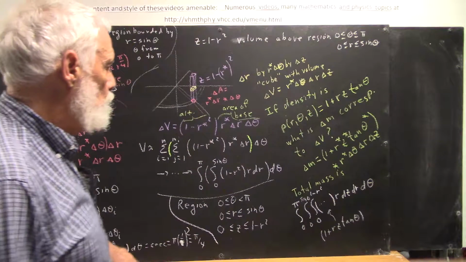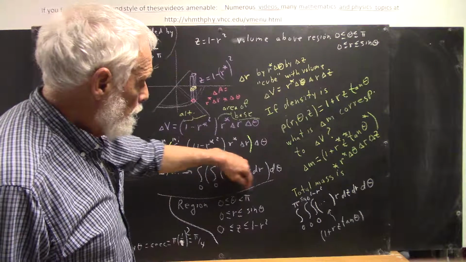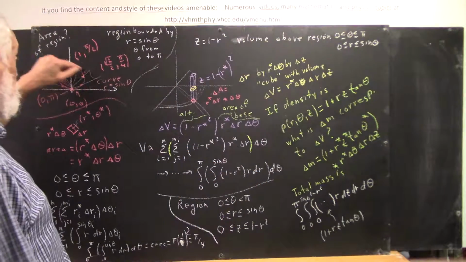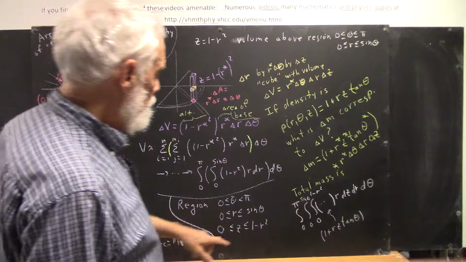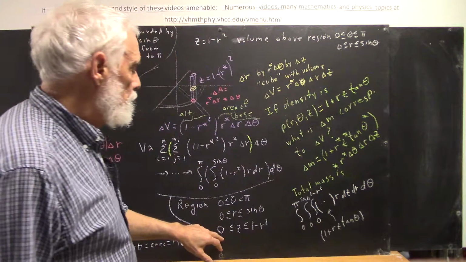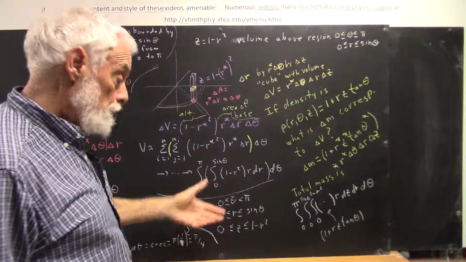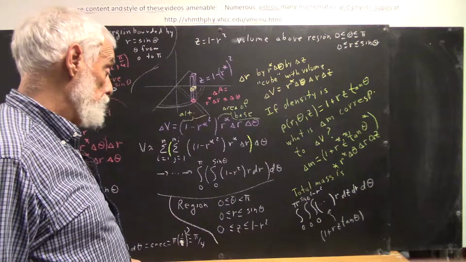Okay, the region that we want to define then is the region defined by theta from 0 to pi, r from 0 to sine theta, just this region in the xy plane. But now we want our z to go from 0 to 1 minus r squared. And you could confirm that that region is going to be the upper half of a sphere.